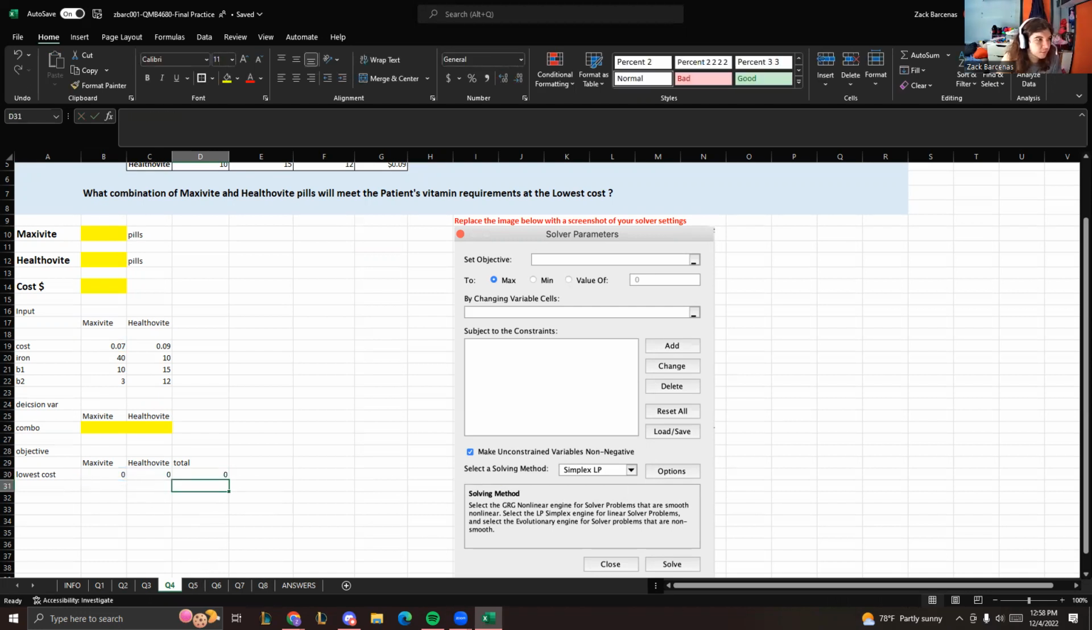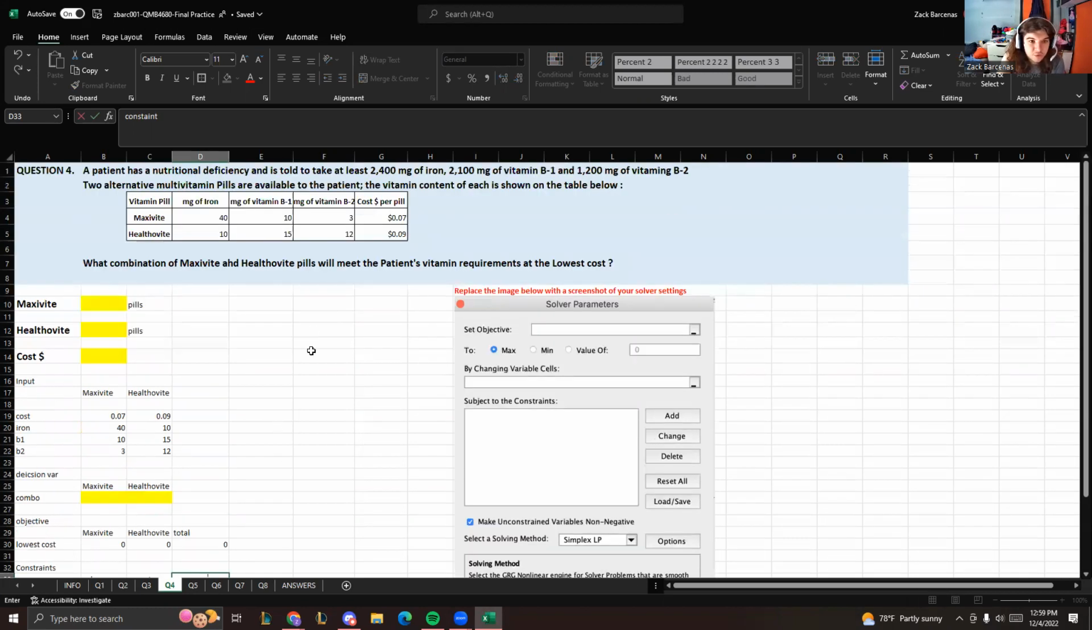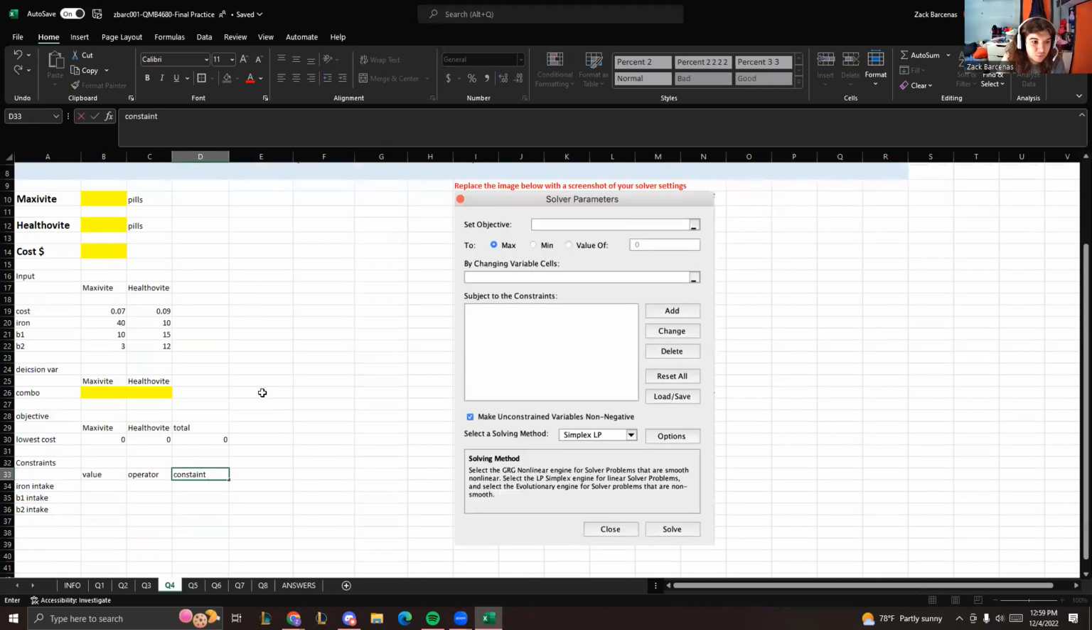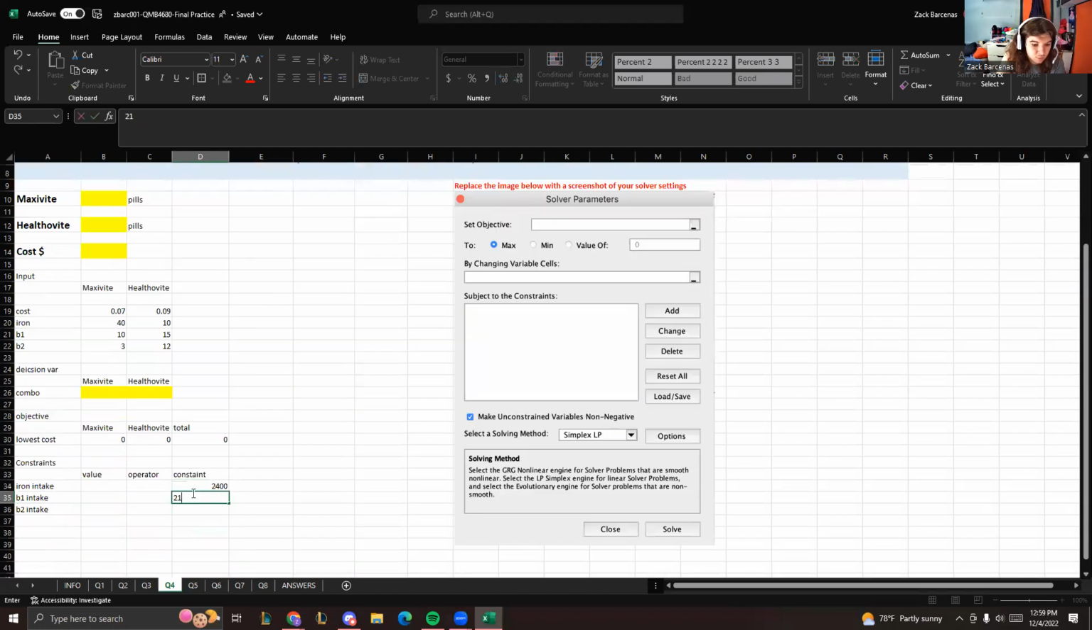And then we're going to move on to the constraints. So as far as the constraints go, let's see, iron intake, B1 intake, and then B2 intake. And the constraint itself. So the constraint for this one is 2400 milligrams of iron, 21 for B1, and then 12, yeah, so 21.